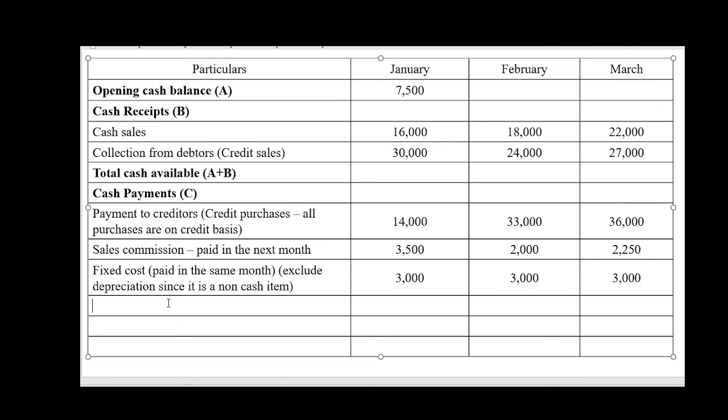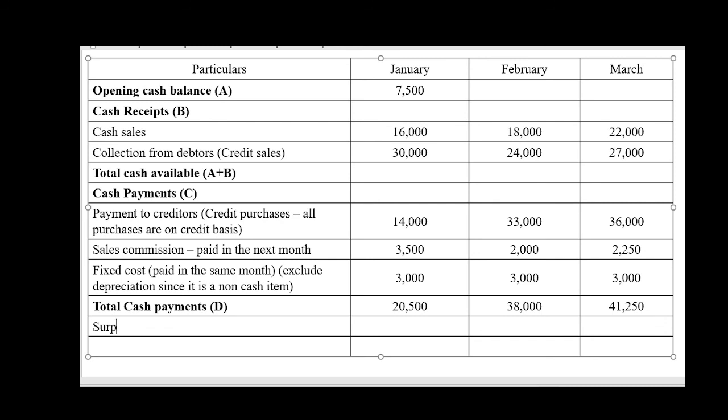Let us quickly find out the total cash payments. So 14,000 plus 3,500 plus 3,000 will be 20,500. Now this will be 33,000 plus 2,000 plus 3,000, so that will be 38,000. 36,000 plus 2,250 plus 3,000 will be 41,250. These are the cash payments.